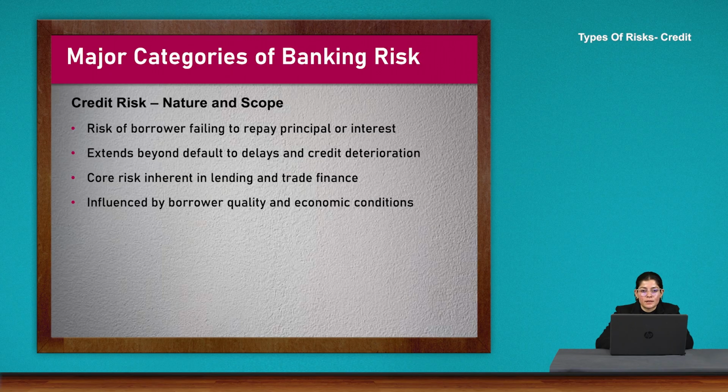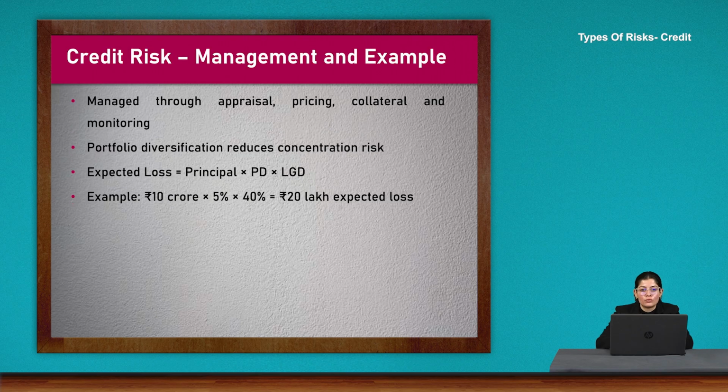Another one is management approach. Banks mitigate credit risk through careful appraisal of borrowers, including the assessment of cash flows, business models, industry conditions, and borrower integrity. Loans are priced according to the risk, supported by appropriate documentation and collateral, diversified across borrower sectors and regions, and monitored continuously after disbursement. Let's move to another slide.